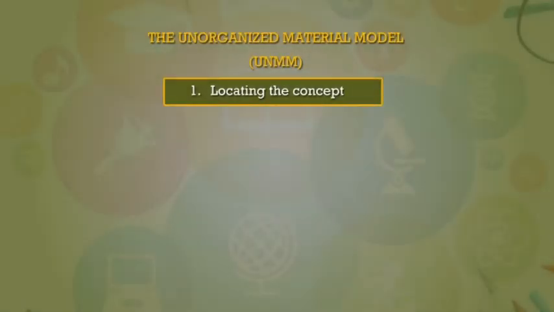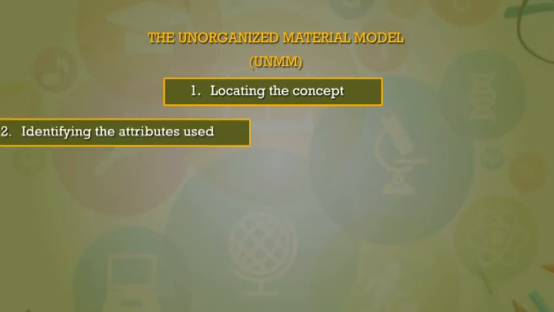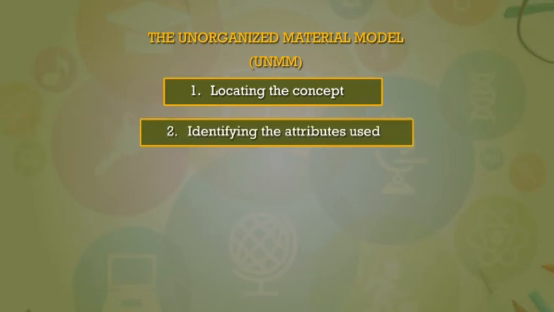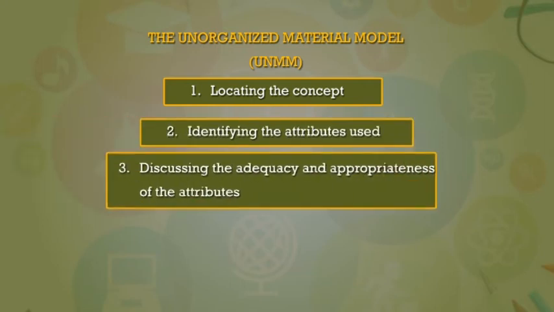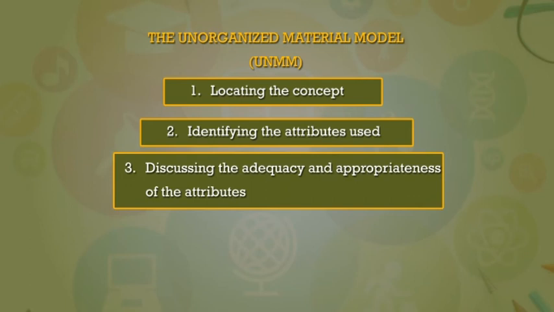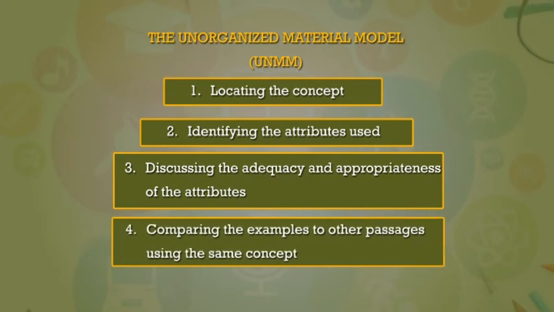The procedure involves: number 1, locating the concept; number 2, identifying the attributes used; number 3, discussing the adequacy and appropriateness of the attributes; and number 4, comparing the examples to other passages using the same concept.